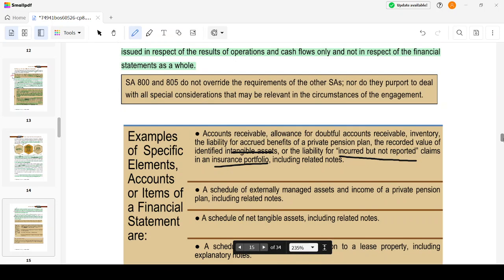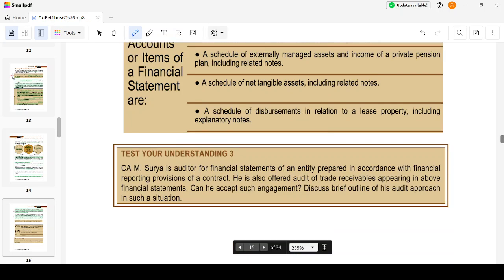Okay. Now, SA 805 and 800 are not overriding. They go hand in hand with other standards. What are the examples? We have discussed examples such as accounts receivable, accounts payable, inventory, the allowances for doubtful debts and intangible assets, liability incurred but not reported. And then it could be externally managed assets or portfolio of assets, net tangible assets, and then amounts of disbursements in case of leased property. So with this, we have completed the explanation with respect to SA 805.